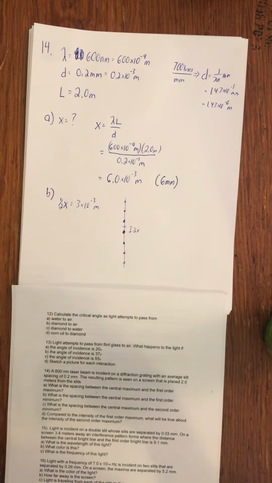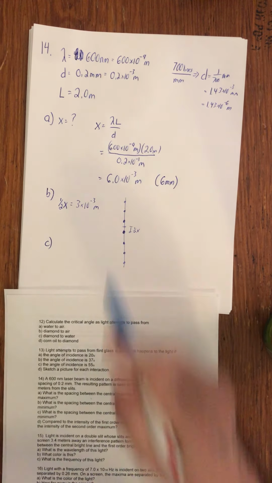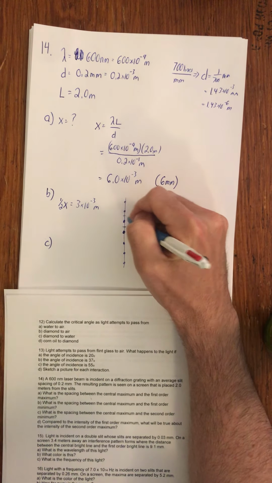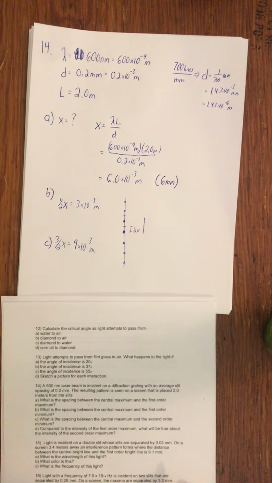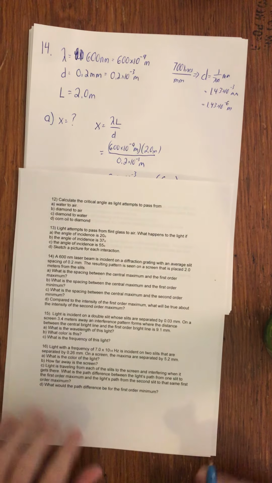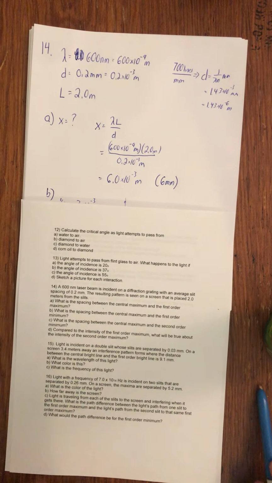C. What's the spacing between the central max and the second order minimum? All right, so that would be here. So if I just count it out, that's X and then another half X. So that's just 3 halves X, or 9 times 10 to the negative 3rd meters. So a knowledge of the pattern oftentimes is important. Sometimes in the given information, they tell you something like the distance between the fourth order maximum and the second order minimum is this, and you have to realize, oh, okay, well, that's some multiple of X.